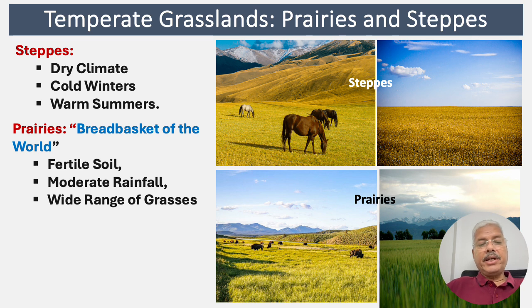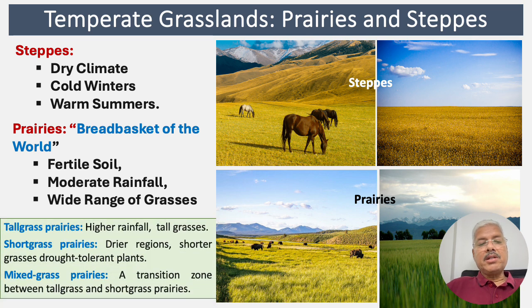The prairies can be categorized based on grass height. Tall grass prairies are found in the areas with higher rainfall. The short grass prairies occur in the drier regions with short grasses. Mixed grass prairies are a transition zone between the tall grass and short grass prairies.